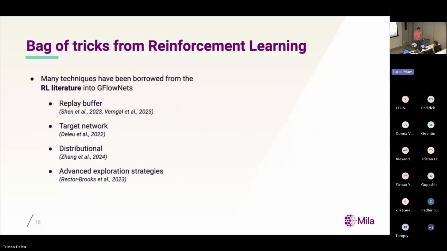So I'm going to conclude with a few thoughts. One of them is that this correspondence between GFlowNets and MaxEnt RL can, in some way, explain all of the bags of tricks that we've been using from the reinforcement learning literature, and that we transferred back into GFlowNets. So a lot of things have been borrowed from the RL literature. For example, the notion of replay buffers, target networks, the distributional view of distributional RL, and also some advanced exploration strategies. These are all things that were only introduced by taking inspiration from RL.